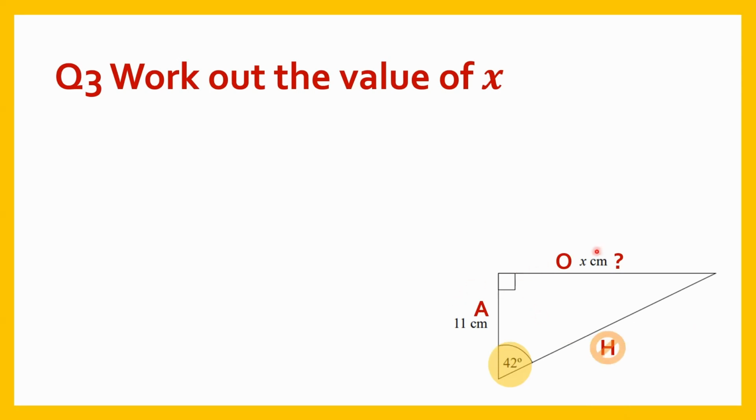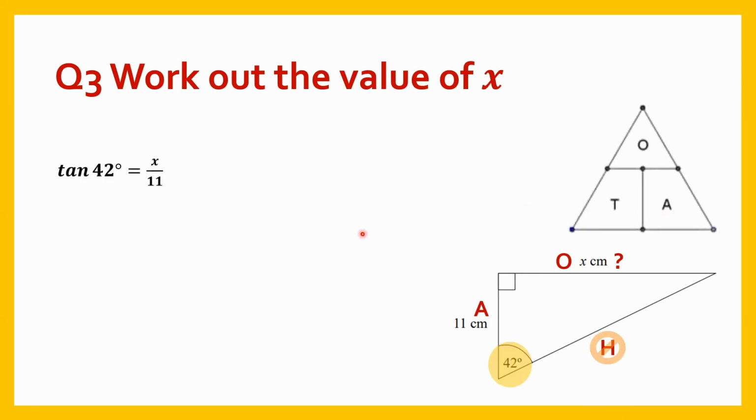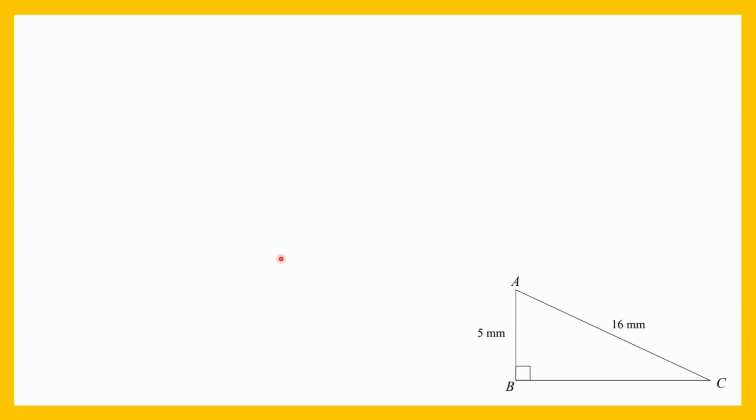We've got A, O and the angle. So TOA, tan equals opposite over adjacent. Substitute the values. Tan 42 degrees equals x over 11. X, the opposite, is on the top, so tan and A are on the same level, multiplication. X equals 11 times tan 42, which gives me 9.904 from the calculator, 3 decimal places.